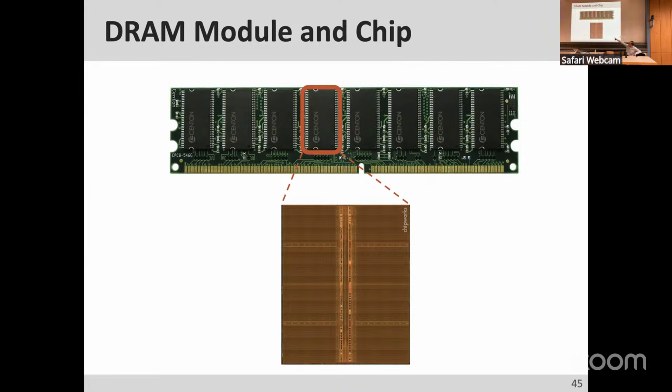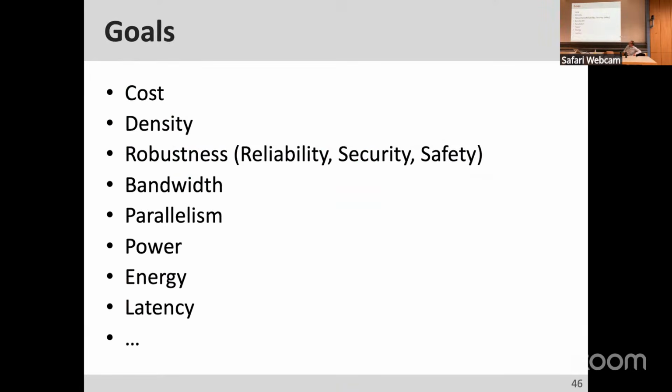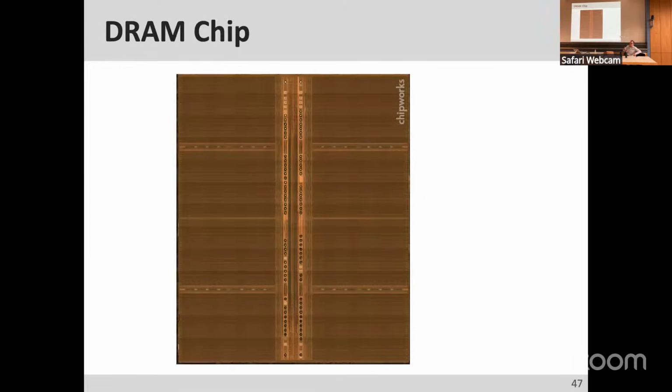But inside the DRAM chip, you have something that looks like this. And the design of DRAM has many goals. The main goal is cost and density, basically. But robustness is important. And there are other goals also, as you can see. And we've discussed some of these goals earlier. But if you look at the DRAM chip, essentially, there are 8 banks. And each bank has a structure that kind of looks like this.